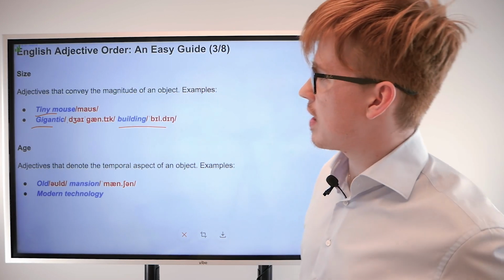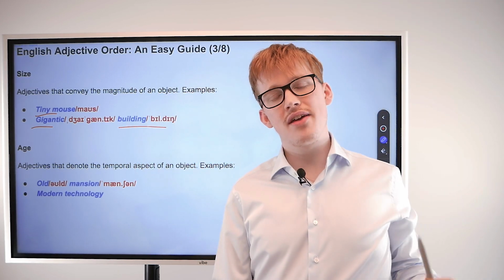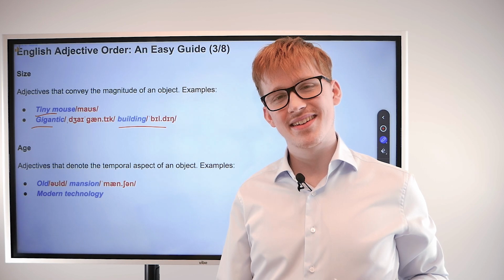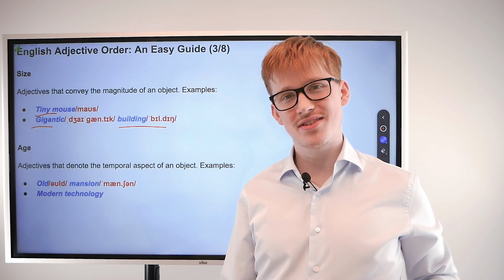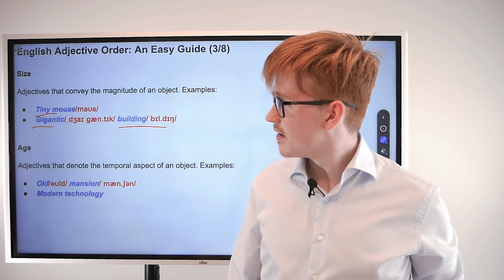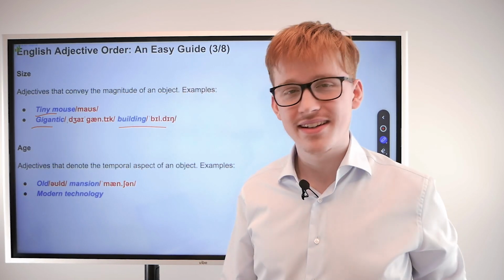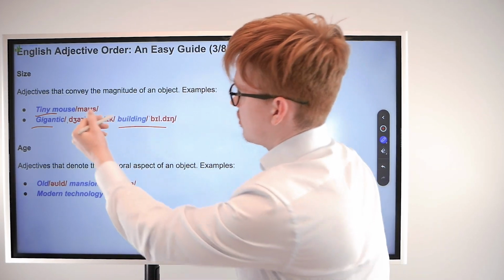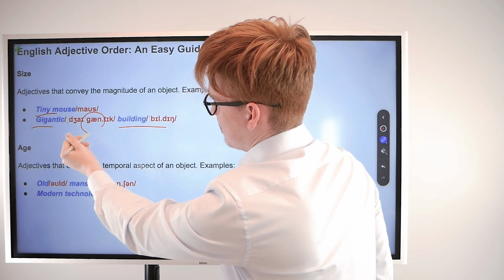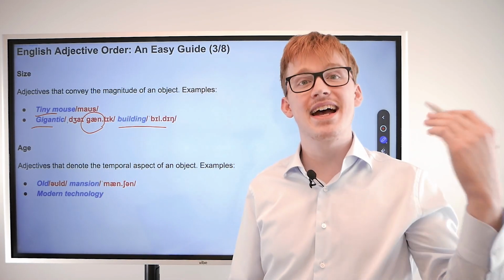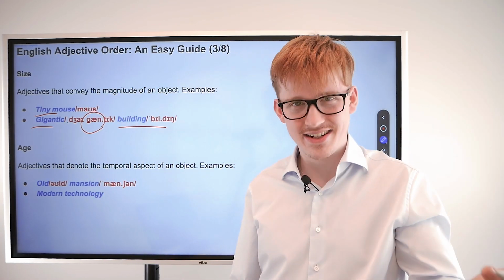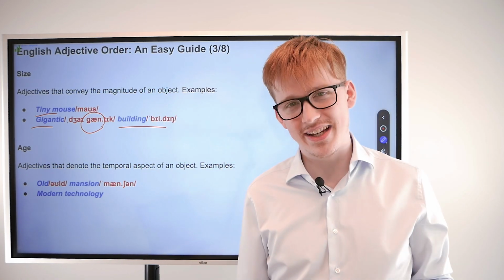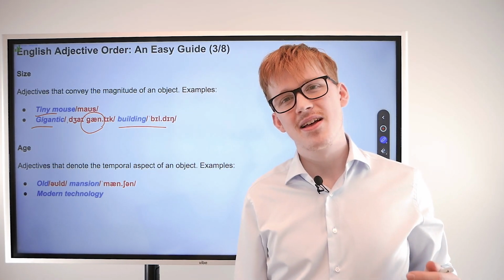So let's now have a look at these words. So if you want to repeat after me, mouse, gigantic, and our stress syllable here is the middle one here. So gan, gigantic. Keep practicing that. And then last but not least, we have building.